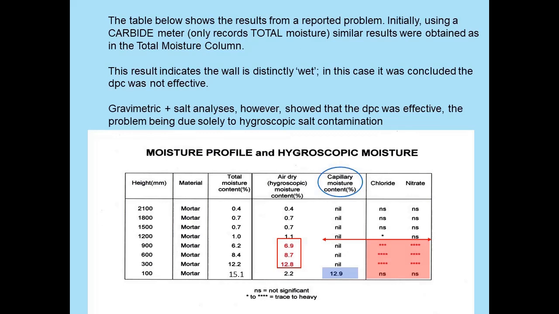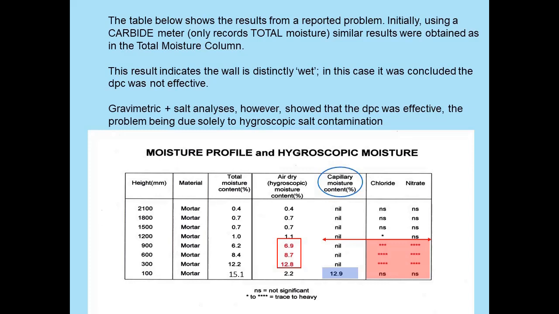This was profiled, believe it or not, with a carbide meter, the full profile, and you can see the total moisture contents very high, up to about 900 millimeters. So the view was the damp-proof course had failed. The retrofit damp-proof course had failed. However, when we did a full gravimetric profile, it showed from the salt analyses that dampness, rising damp, had once risen to about 900 millimeters.